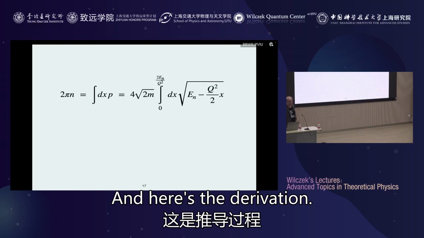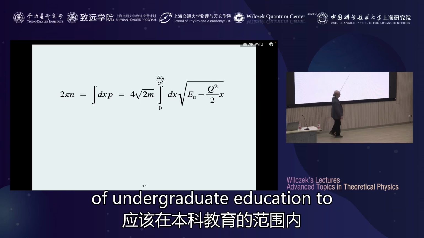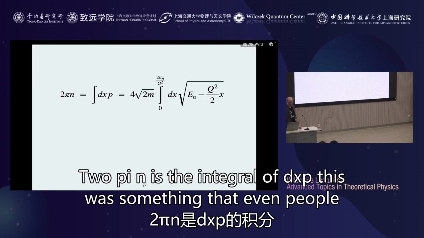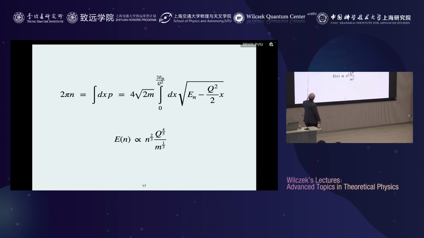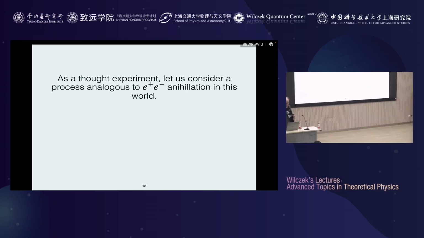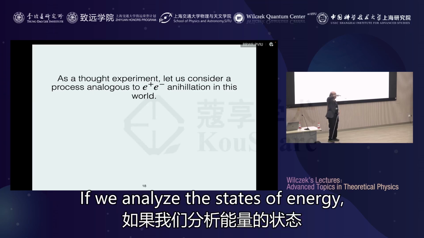And here's the derivation. It's a nice exercise that should be within the scope of undergraduate education to calculate the bound states using the WKB method. So 2 pi n is the integral of dx p. So this was something that even people like Bohr and Sommerfeld could have computed before the advent of modern quantum mechanics. Okay, so that's the picture that we get if we analyze the states of energy.